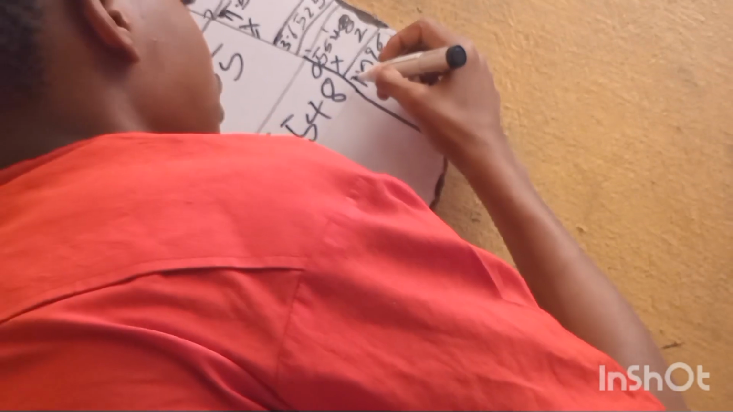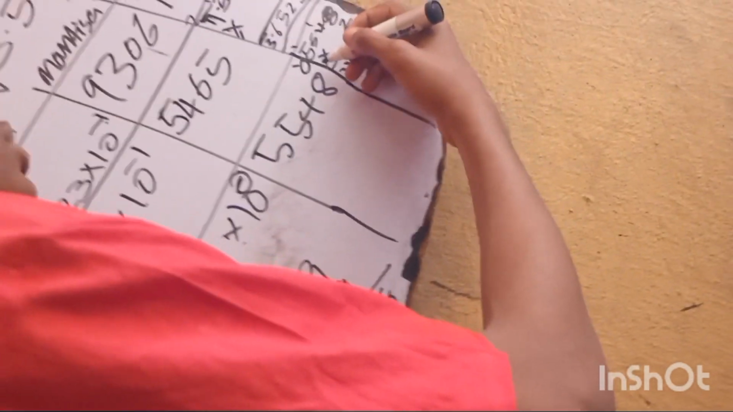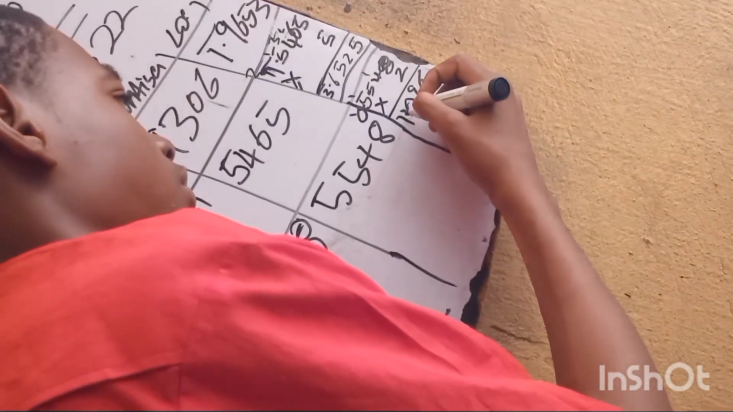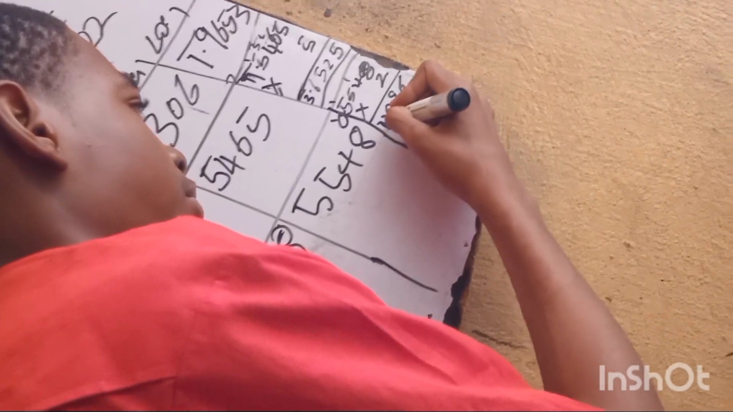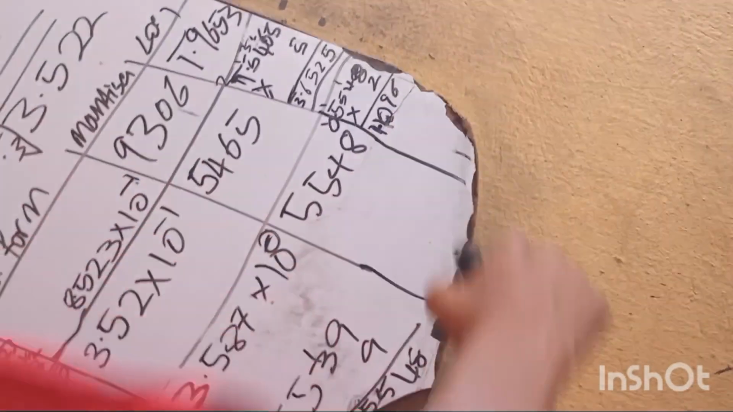0.5548. That is 0, with the 1 here. Now 2 multiplied by 0 is 0, 1 plus 0 is 1. That is 1.1096. 1.1096 is the logarithm of this number.